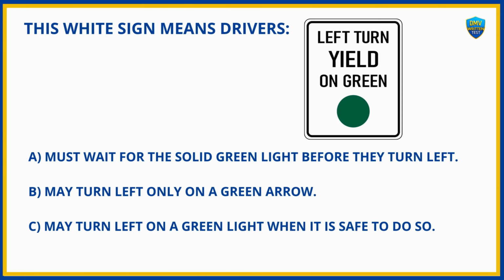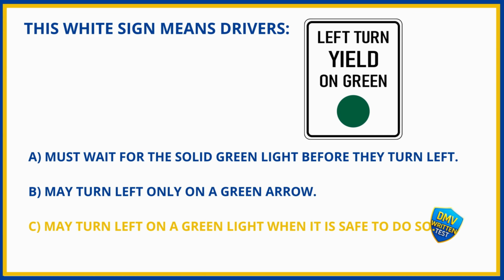This white sign means drivers A. Must wait for the solid green light before they turn left. B. May turn left only on a green arrow. C. May turn left on a green light when it is safe to do so. And the answer is C. May turn left on a green light when it is safe to do so.